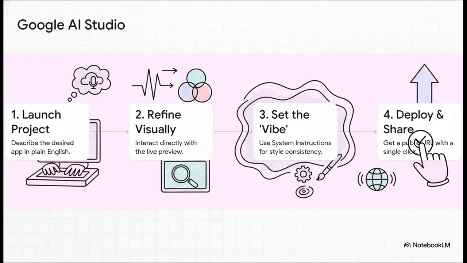Here's the whole workflow. First, you just describe the app you want in plain English. You could say something like, build me a simple meditation timer with a clean, minimalist design. The AI instantly generates the code and a live preview. From there, you can actually interact with that preview to make changes, set some overall style rules to define the vibe, and once you're happy, boom, you deploy it with one click.